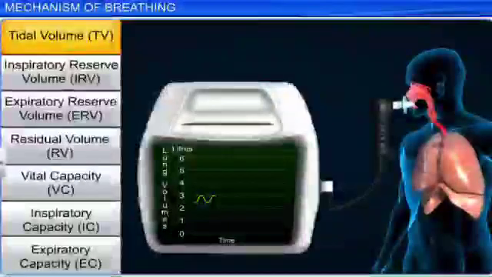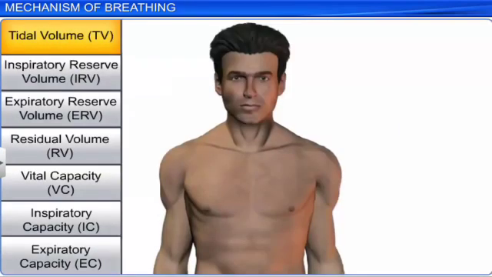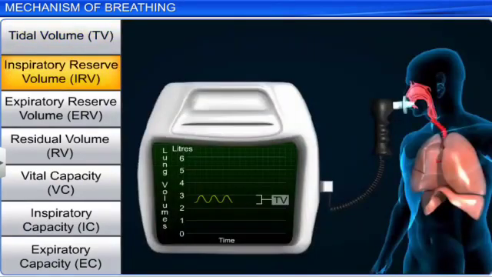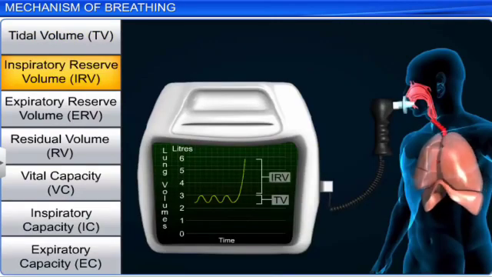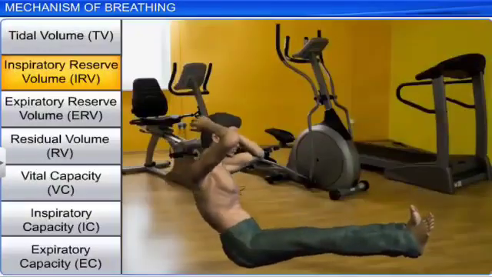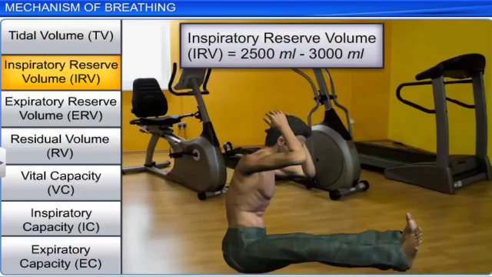Volume of air inspired or expired during each normal breath is called tidal volume. A healthy man can inspire or expire approximately 6,000 to 8,000 milliliters of air per minute. Inspiratory reserve volume is the additional volume of air that a person can inspire by a maximal inspiration. This usually happens during exercise or exertion when we need to breathe forcibly. This averages from 2,500 milliliters to 3,000 milliliters.